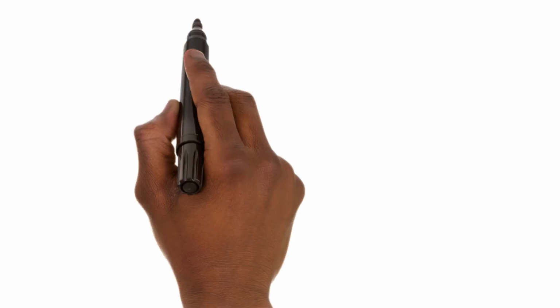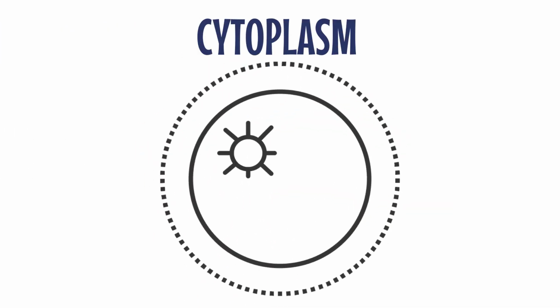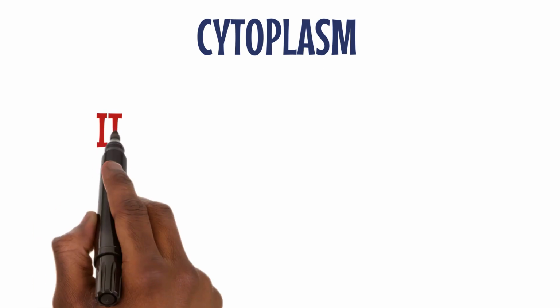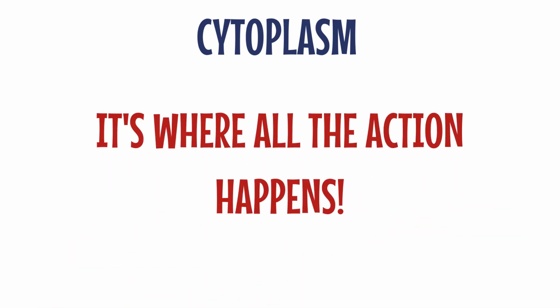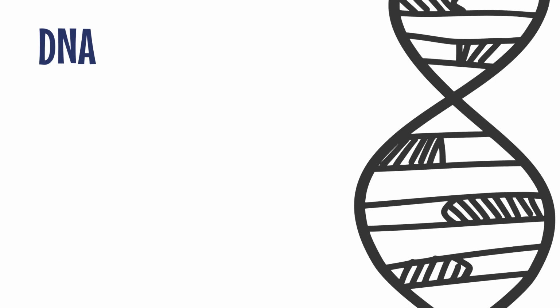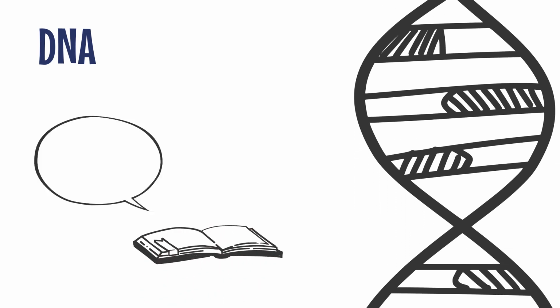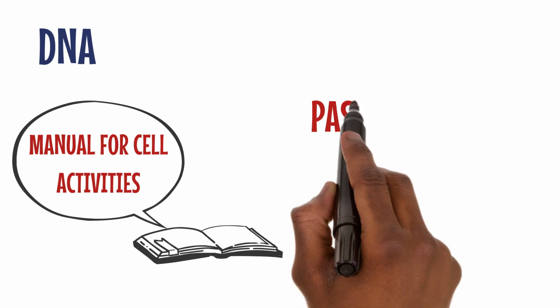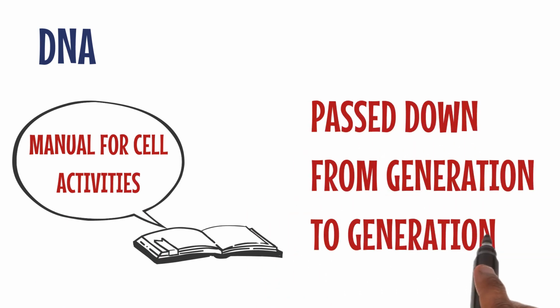Next, we have the cytoplasm, which is like the cell's jelly-like filling. It's where all the action happens. And finally, we have the DNA, the cell's genetic material. It's like the instruction manual for the cell's activities, passed down from generation to generation.